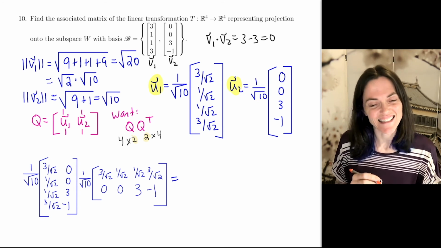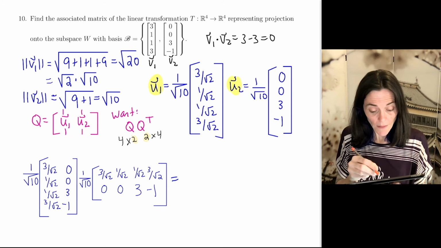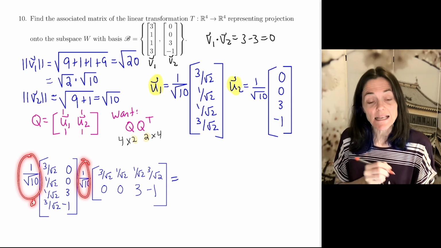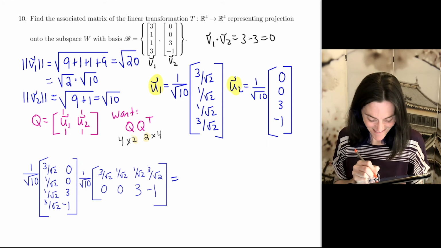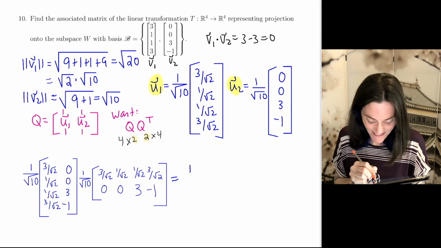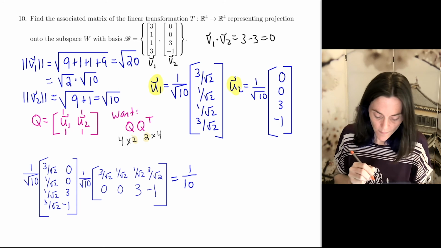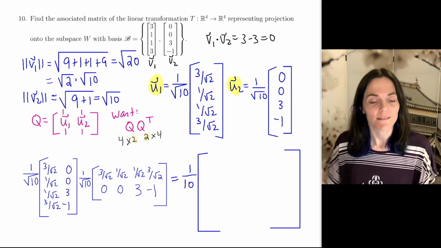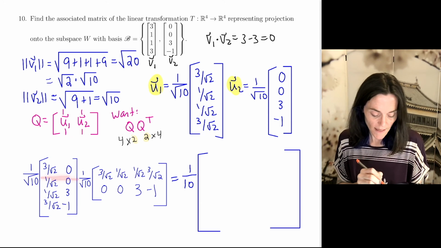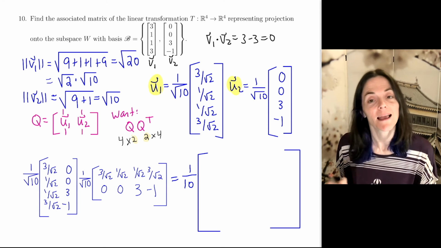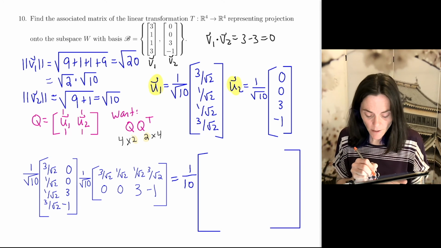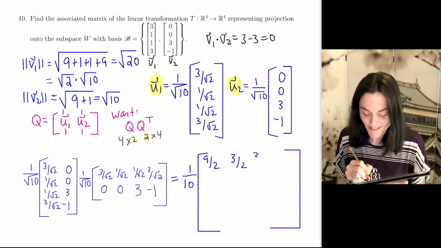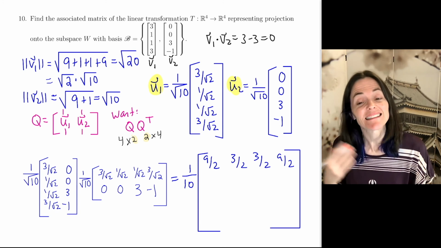The nice thing is, you see I can pull out this constant. Here's constant and constant. Constants can go anywhere. So it's just 1 over 10, all out in front, 1 over 10. Now I will have a big 4 by 4 matrix. To get the first row, I'm taking this first row and dotting it with each column. And you can see what I get here. I get 9 over 2, I get 3 over 2, 3 over 2, and 9 over 2. This is the first row.